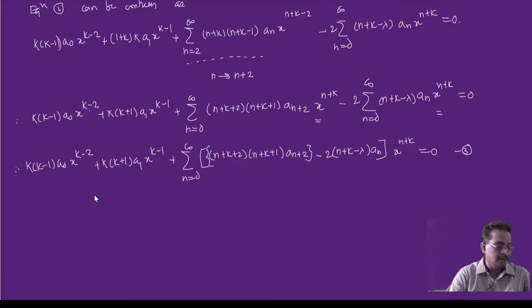Okay, I think we will stop here. From this equation onwards we will move further. In the next lecture we will start from this equation, equation number 3.